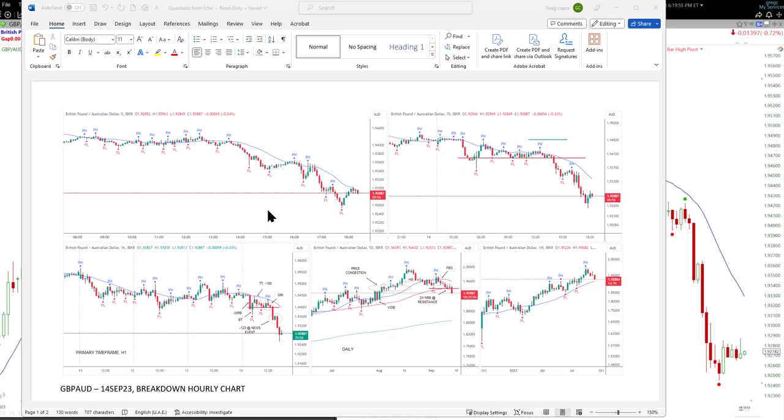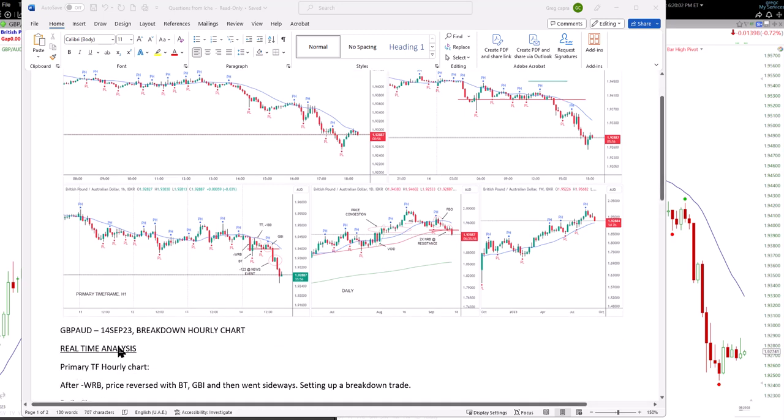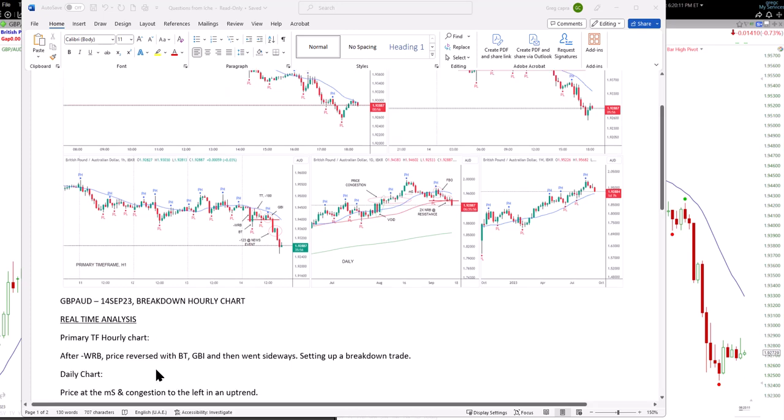So the question was about these trades that they looked at that they actually passed on. And this is the pound Australian dollar. And so it was a breakdown. This had an hourly chart. Their primary time frame, meaning this is the time frame they're going to trade from, is the hourly time frame, and then pointing out it was a bearish wide range bar, negative WRB, price reversal with a bottoming tail bar. Green bar ignored. These are all terminology from the MTS swing trading course, and then it went sideways, setting up a breakdown trade.